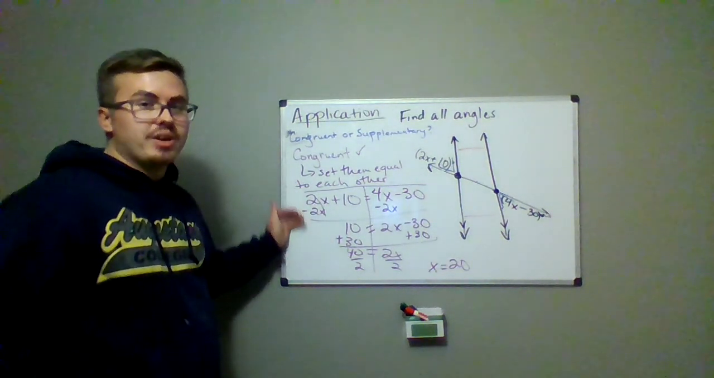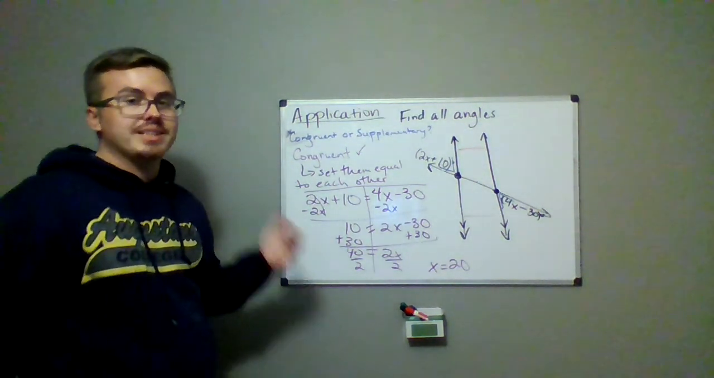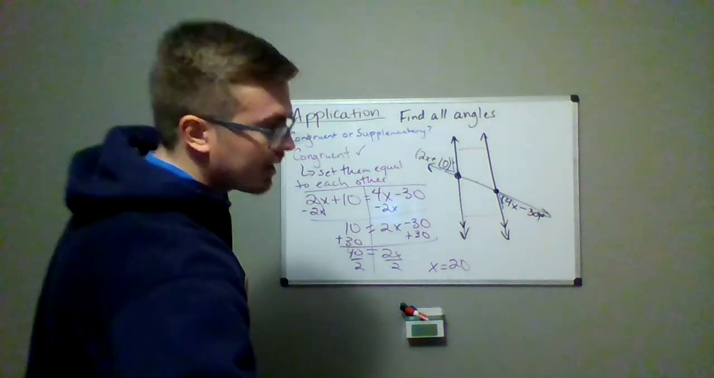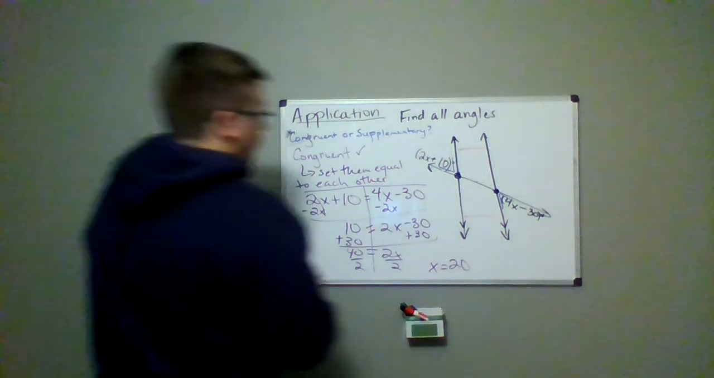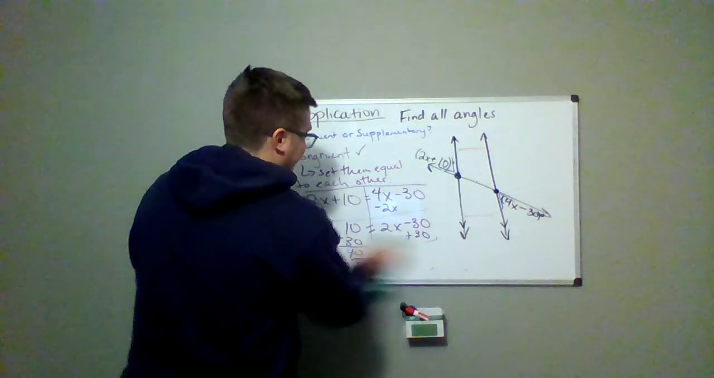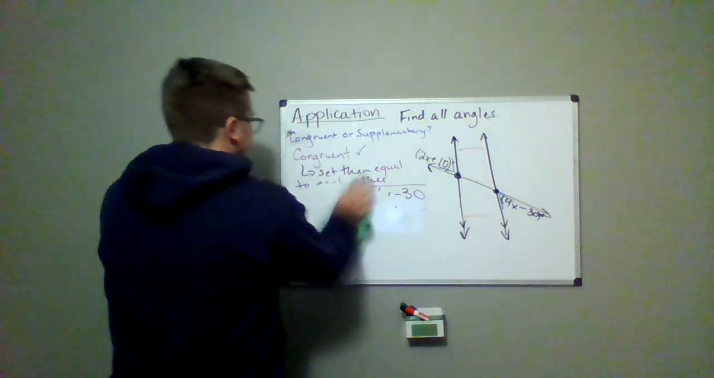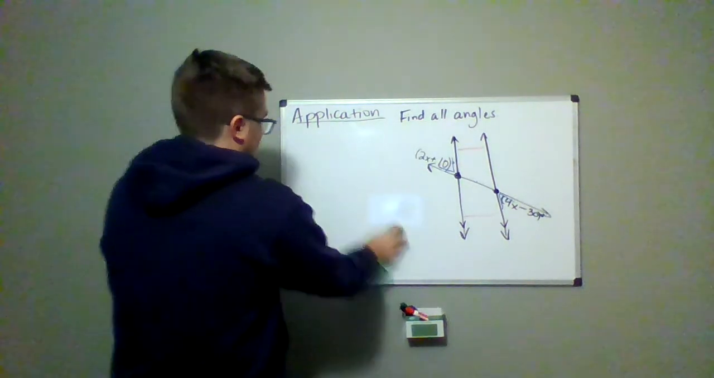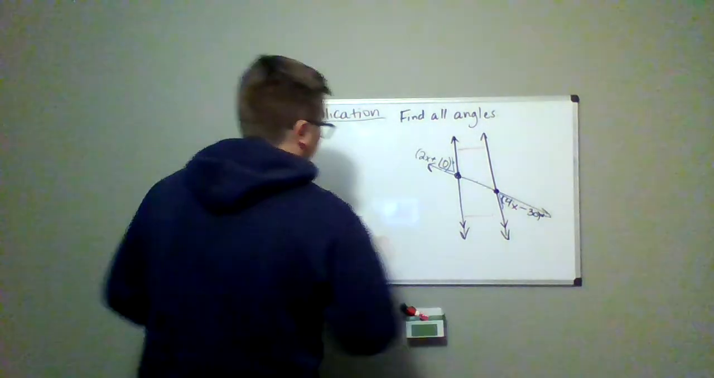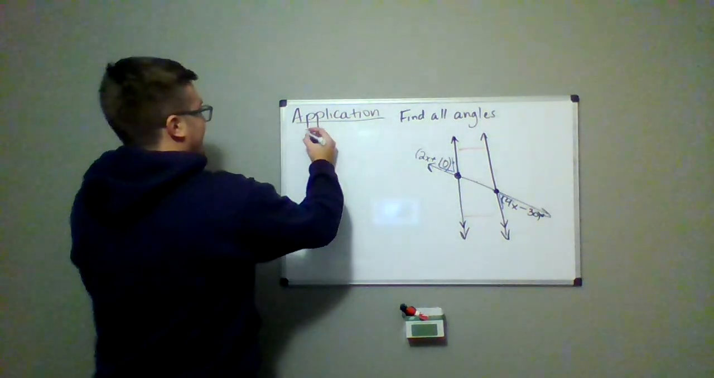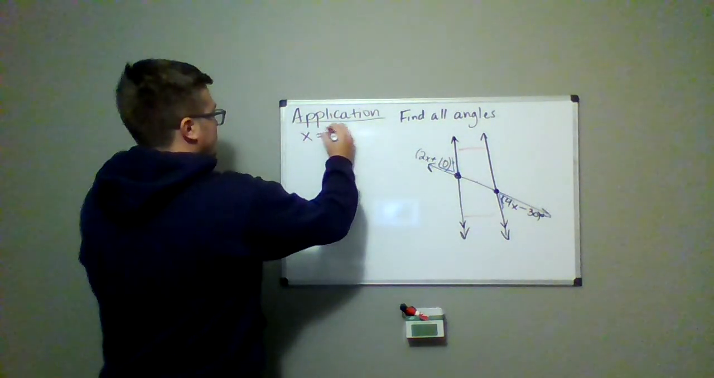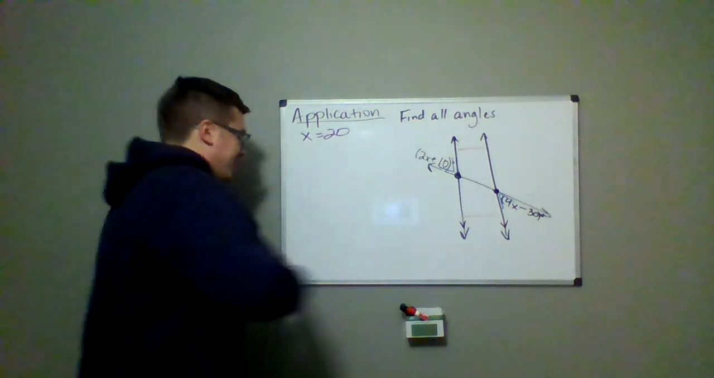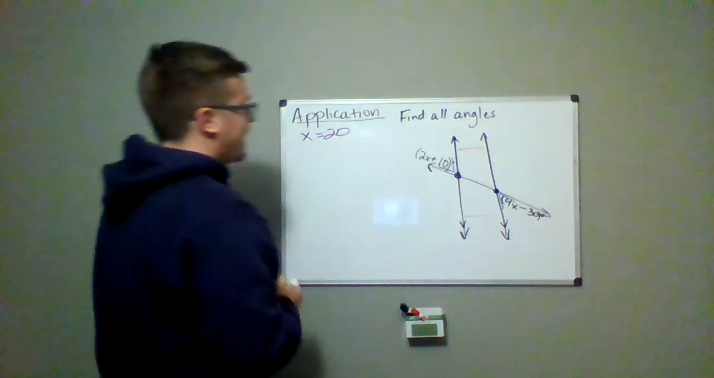Make sure if you haven't, you copy all of this down. So if you haven't done this, pause the video, copy down this step. Next step is I got to figure out what my angles are. So I know that x is equal to 20. All right. So I'm going to rewrite what we're at. We're at x equals 20. Now what? What's our next step? Well, we need to find all of our angles.